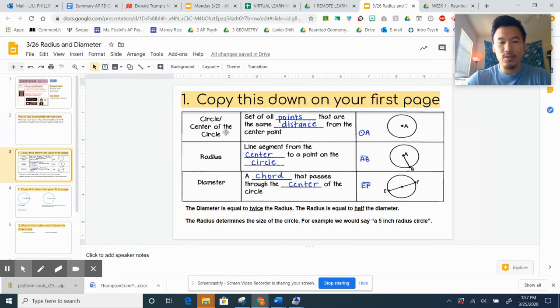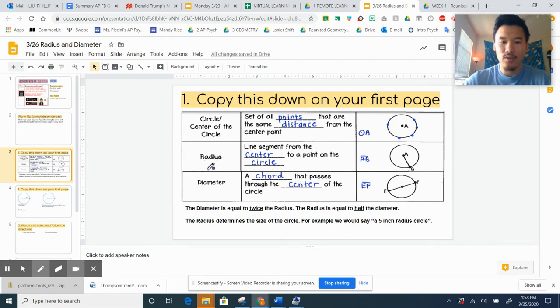All right. So it says circle is the center of the circle, which is exemplified here by point A, is the very middle of the circle, and that means that all the points on the edge of the circle are the same distance away from point A, because A is the center. It doesn't matter where I am on the circle, it's the same distance away.